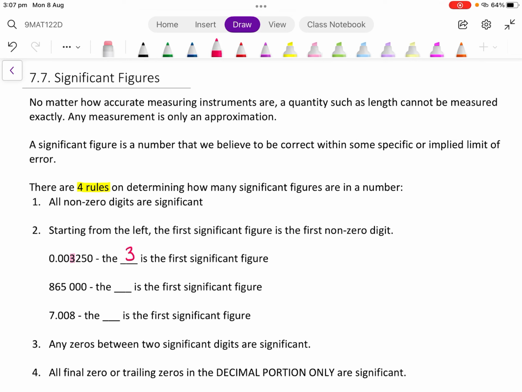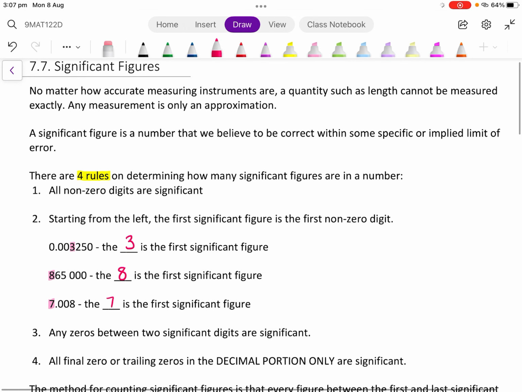In 865,000, the 8 is the first significant figure. In 7.008, the 7 is the first significant figure.